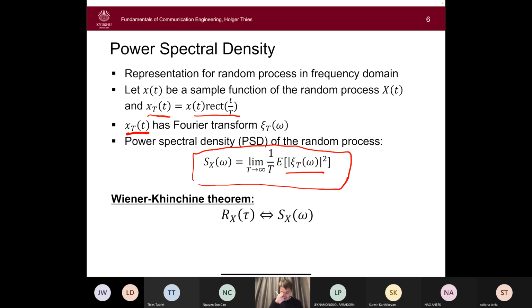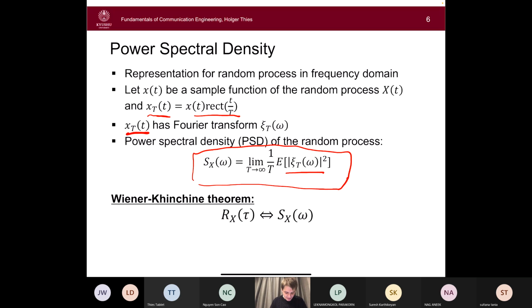Okay, and then I will give you one important theorem, one important fact about the power spectral density. For stationary processes, there's a simple way to compute the power spectral density, and I will just give you the result without any proof here because we are running a little bit out of time. So I will not do the proof of this important theorem, but still it's quite important.